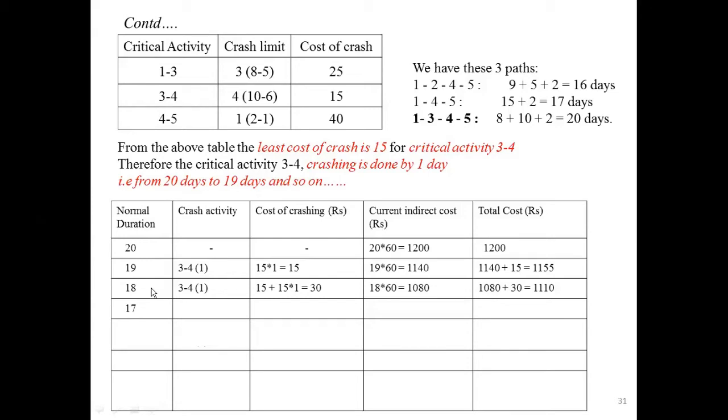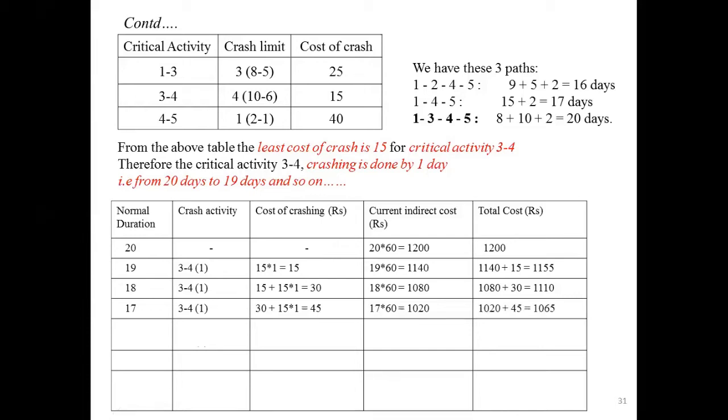Then you can proceed further. You can reduce to 17 days. Since for the crash activity 3 to 4, you can reduce by 4 days, you reduce only 2 days so far, so that you can proceed further by taking the crash activity 3 to 4 by 1 more day. Then you will get 15 into 3 is 45. Since you have reduced the normal duration to 17, you will get 17 into 60, it is 1020.